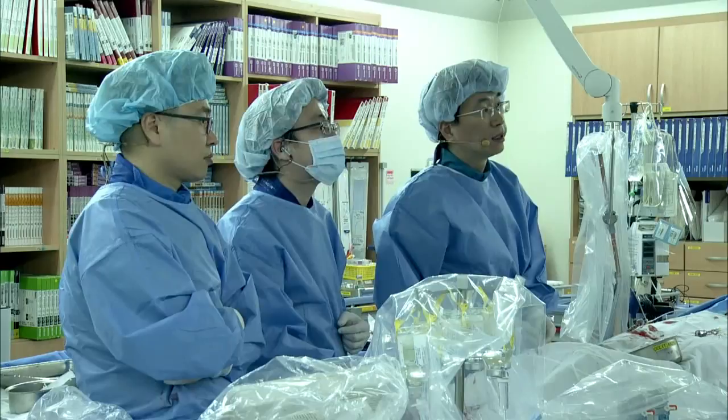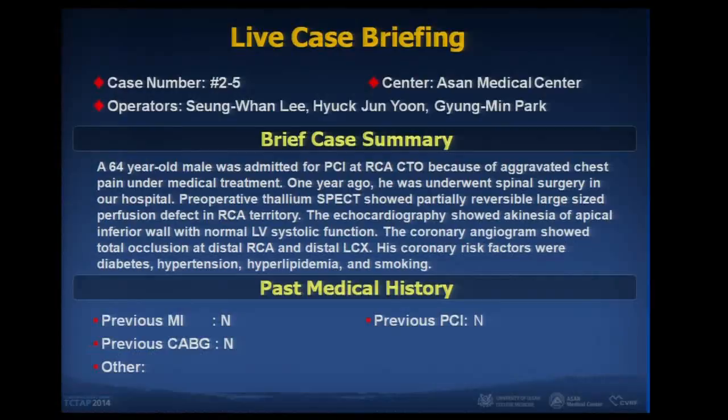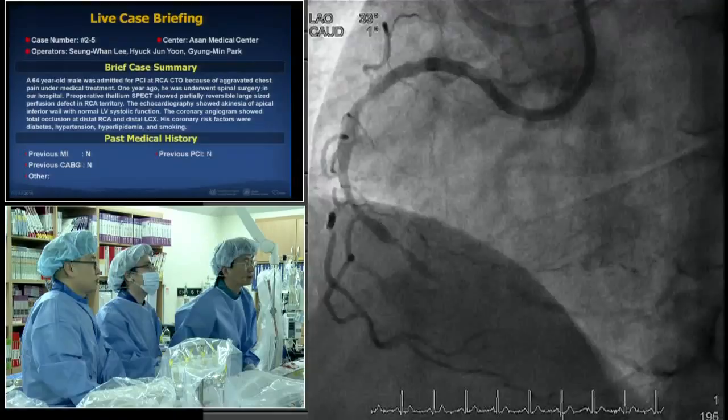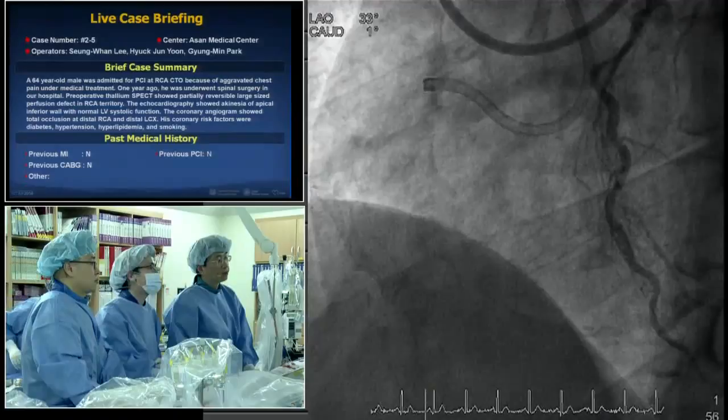simple RCA. You can see the distal RCA total occlusion and the contralateral artery injection. You can see some micro channel. In the initial angiography, you cannot notice the micro channel. So, okay, could you see the angiography? Yes, we can see it.